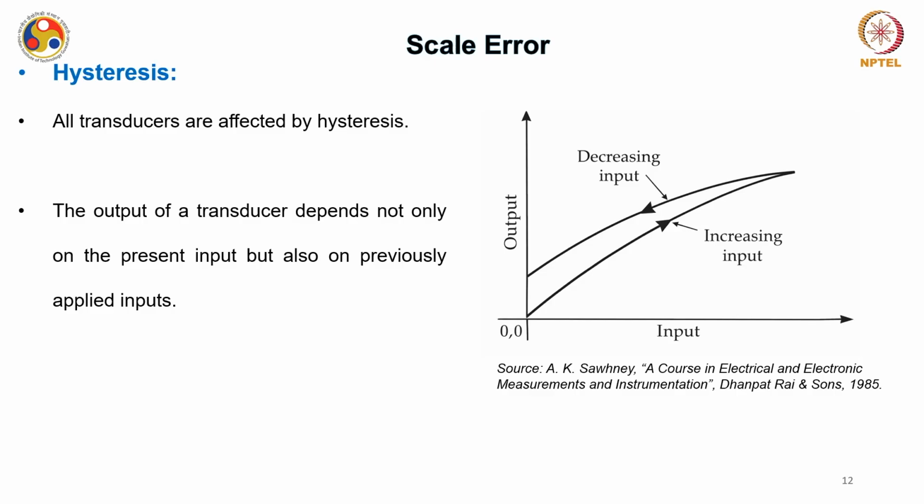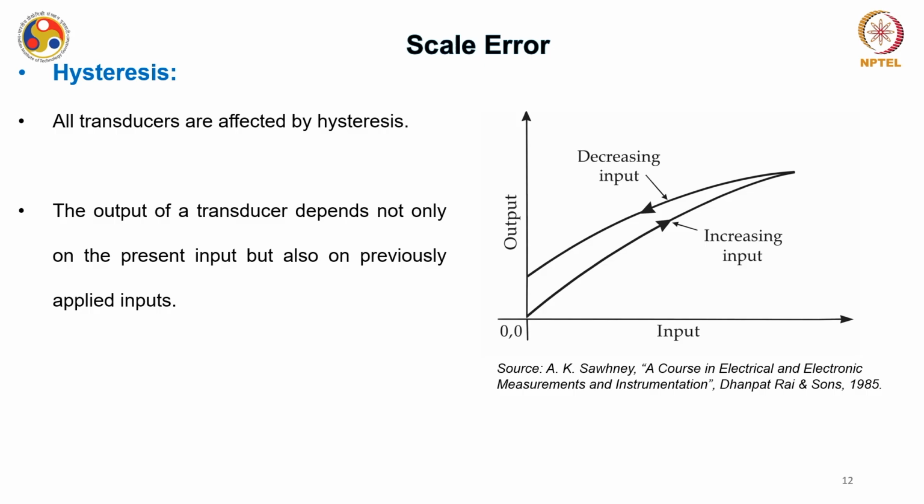Fine. So the fourth kind of scale error is the hysteresis. We have discussed hysteresis in detail in our initial modules. All transducers have a certain amount of hysteresis present in their output. The output of a transducer depends not only on the present input but also on the previously applied input, and that is how we understood hysteresis.